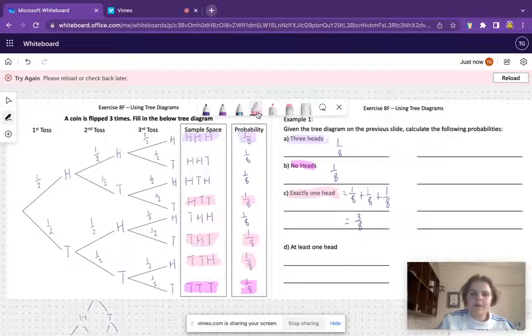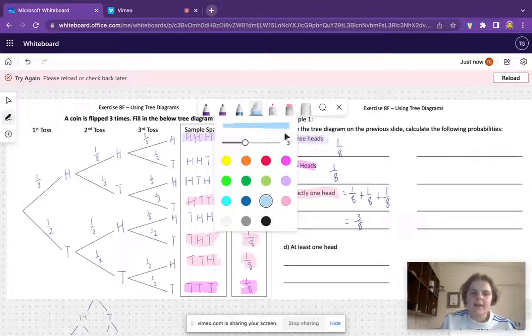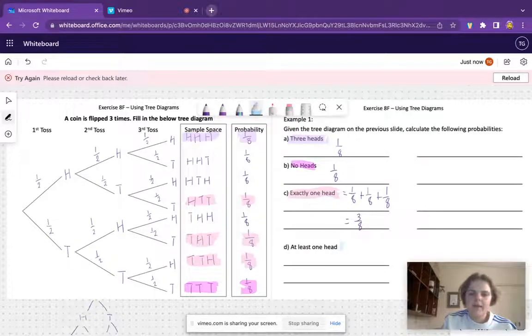Our final question here is probability of getting at least one head. So that means we could get 1 head, 2 heads, or 3 heads. So we'll have a look in our sample space and see how many we have that have at least 1 head. So this one's got 3 heads, so that one's good. 2 heads, we're going to include that one.